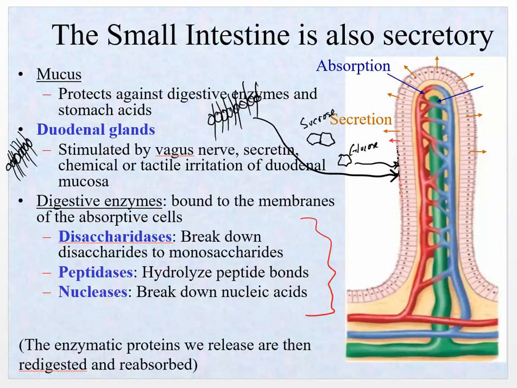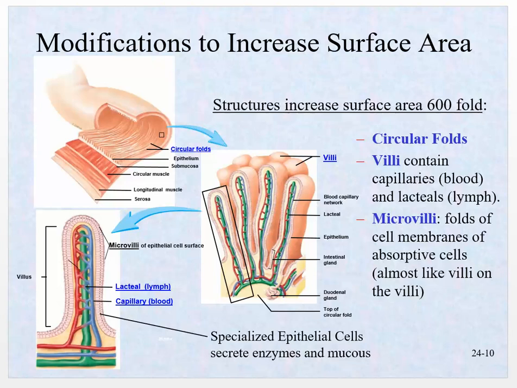Nucleases break down nucleic acids, like deoxyribonucleic acid and ribonucleic acid, DNA and RNA. Okay, so those are broken down too. And then we actually break down our own enzymes. So we release enzymes, and then those are out there, and they're broken down by other enzymes, and it's just a mess, and we reabsorb those too.